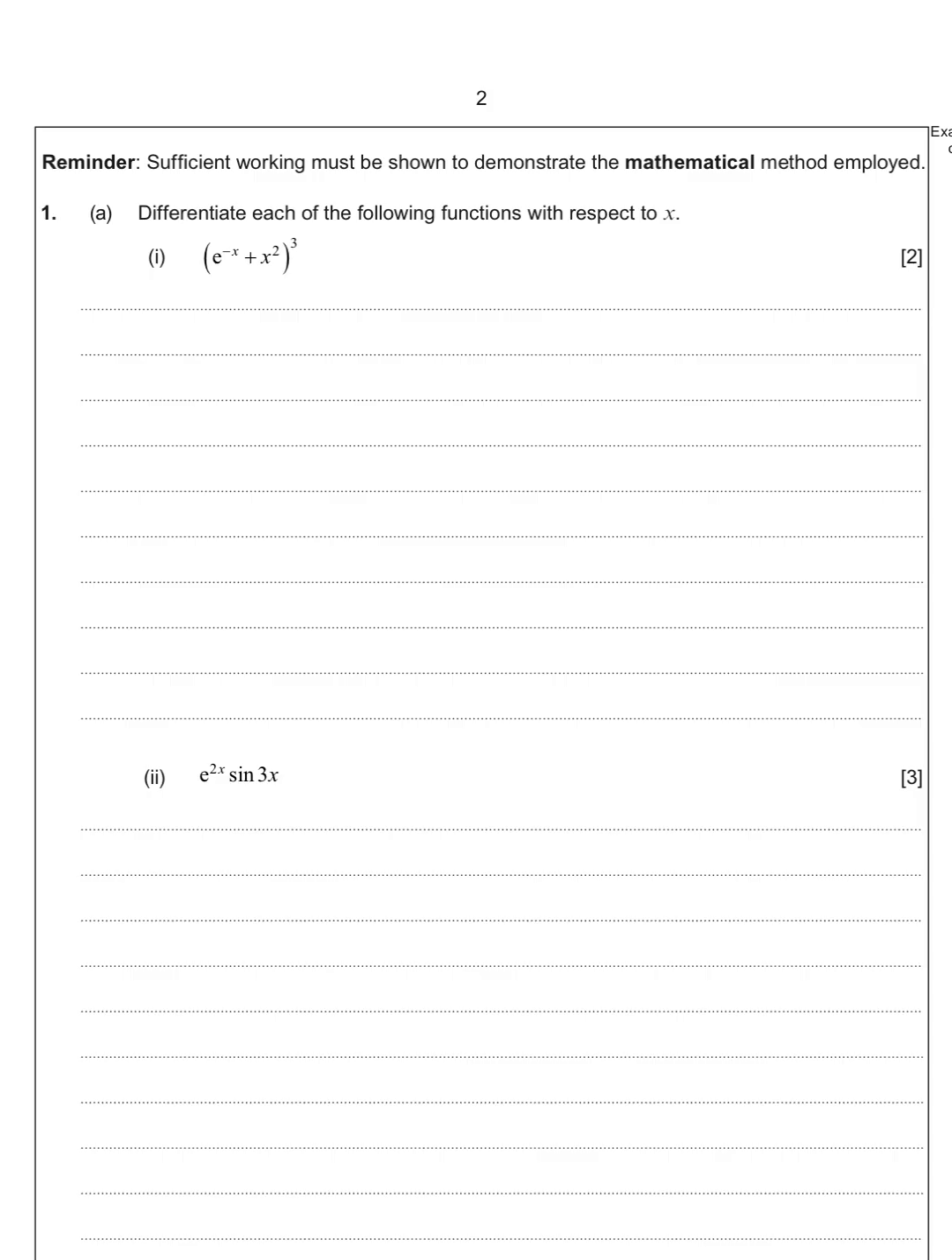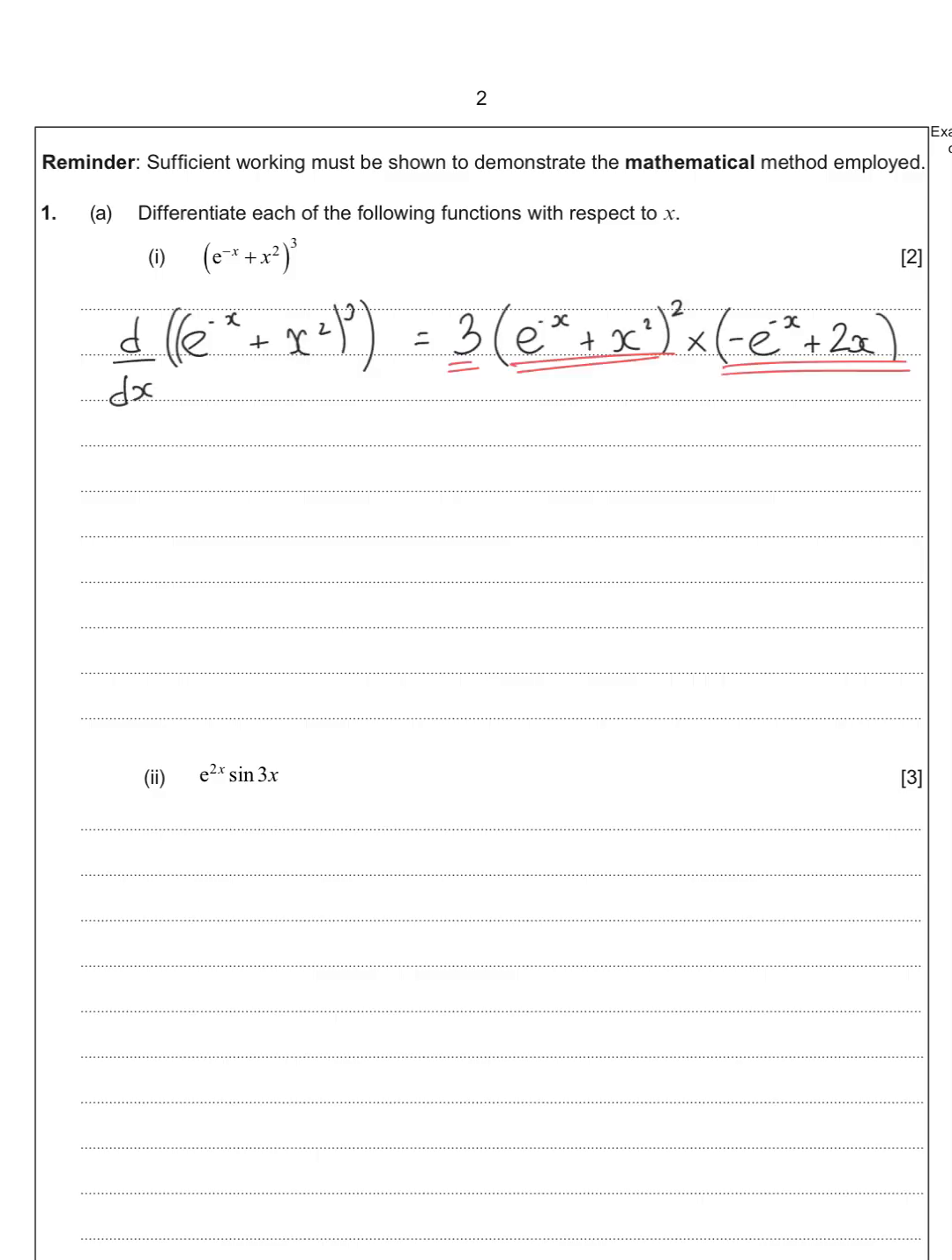Now it's always worthwhile in questions like this to check whether they want you to simplify or not. So it just says differentiate, so I know I don't need to go any further. Even if I did, there's not really much I can do. Okay, so I'm going to move on to part B.